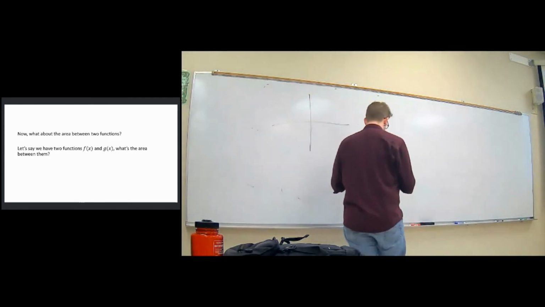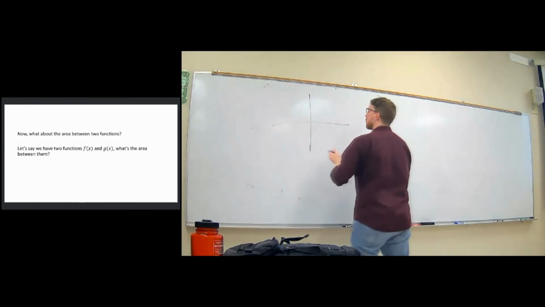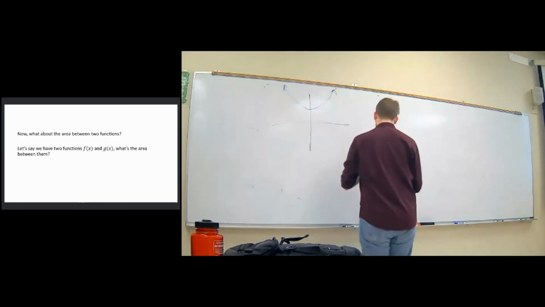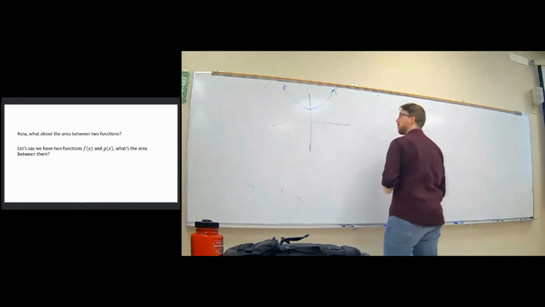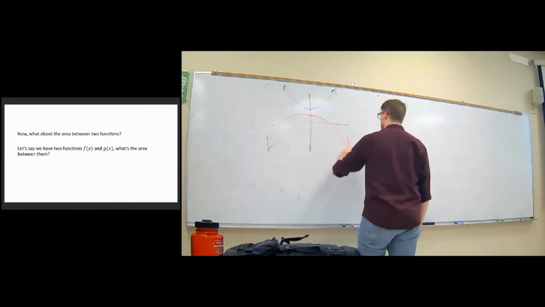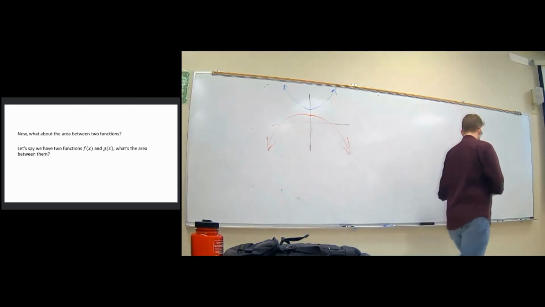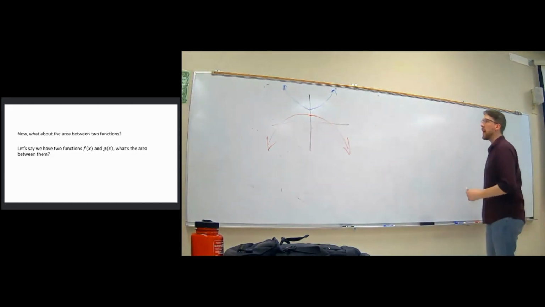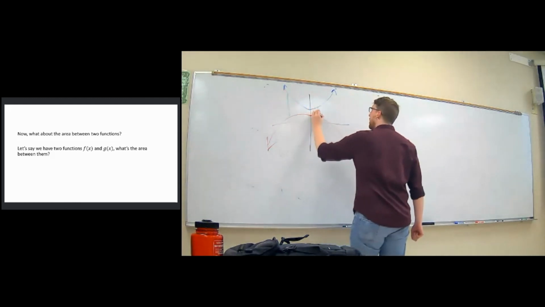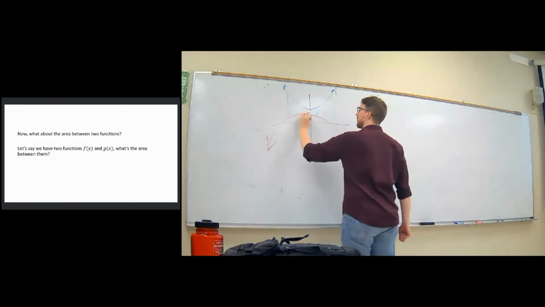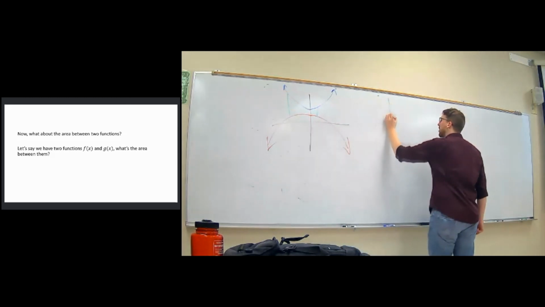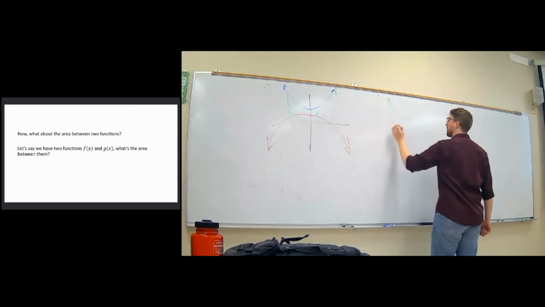So we've got two different functions. Let's say one does like that, and the other one does like this. And let's say that what we want is the area in here. So that's going to be the area that looks something like this.